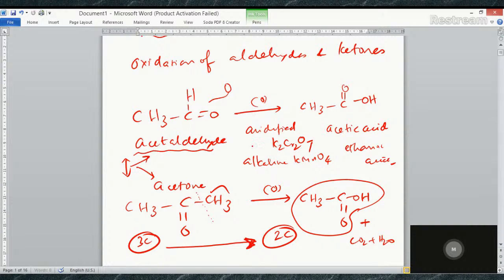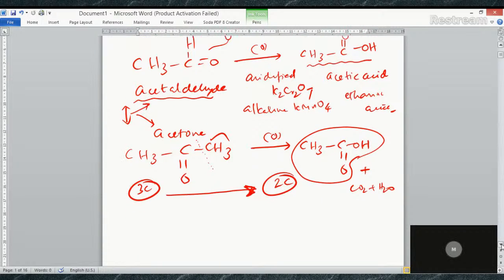Aldehydes are giving carboxylic acids with the same number of carbon atoms, but ketones are giving carboxylic acids with a lesser number of carbon atoms, due to the cleavage of the carbon-carbon bond during the oxidation of any ketone. So here acetone is the best example of a symmetric ketone. Suppose you take an asymmetric ketone.